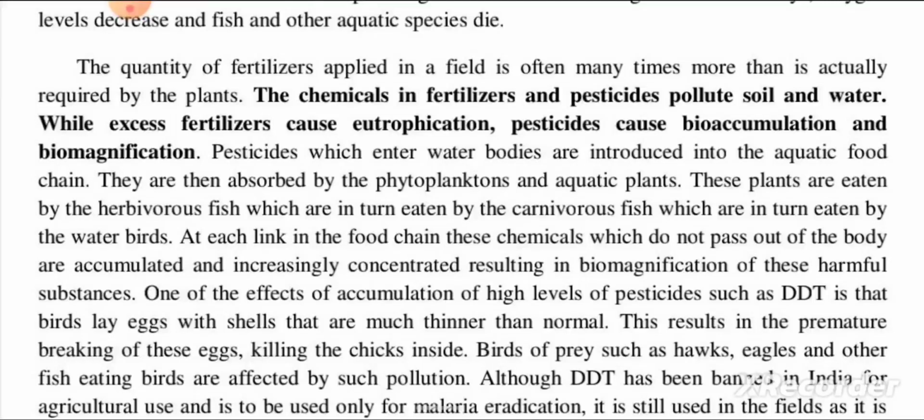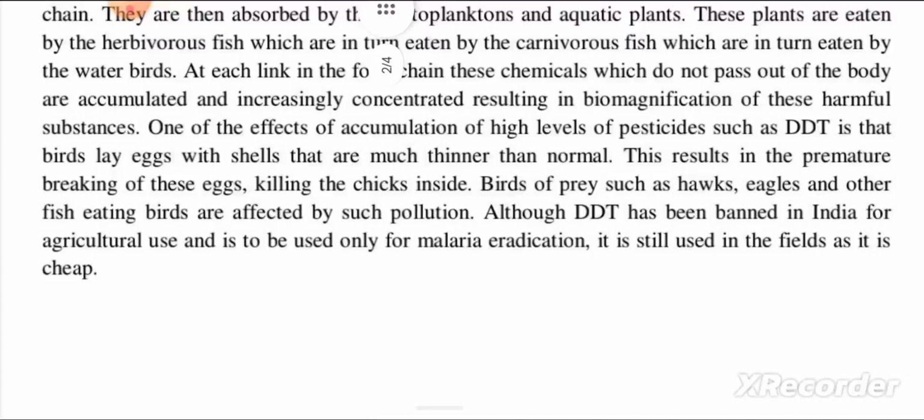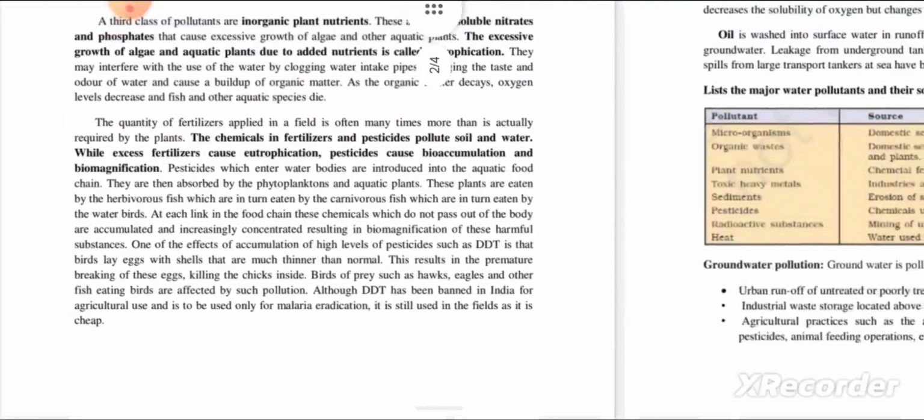Birds of prey such as hawks, eagles, and other fish-eating birds are affected by such pollution. Although DDT has been banned in India for agricultural uses and is to be used only for malaria eradication, it is still used in the fields as it is cheap.